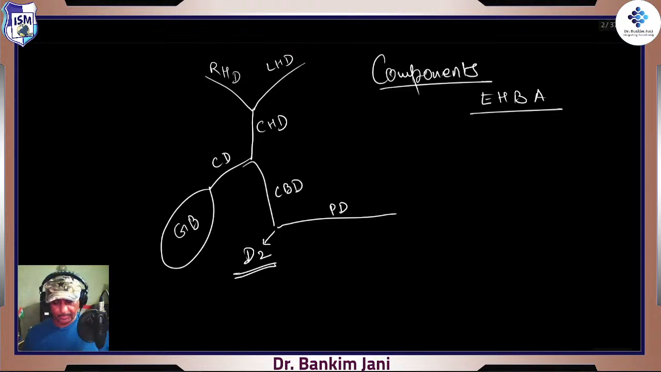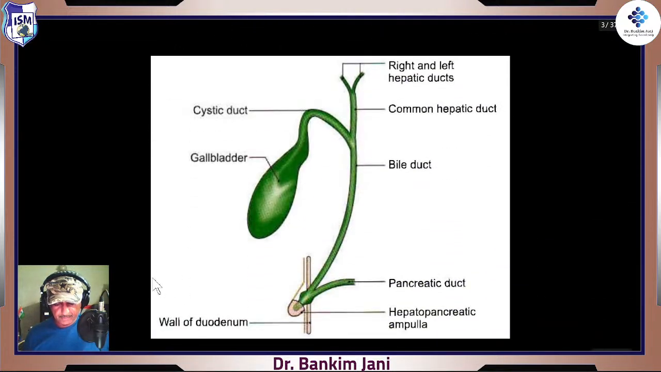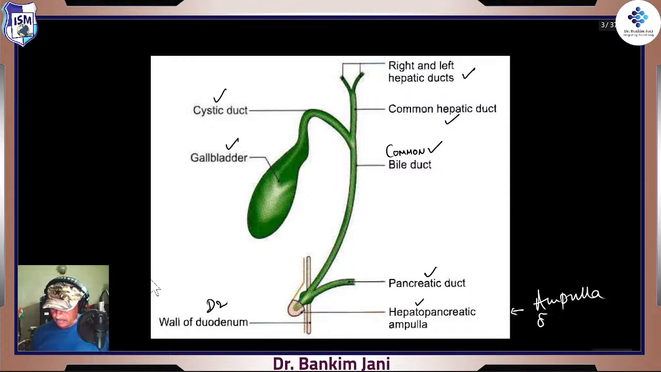Okay, now let's see a few of the figures. They are completely self-explanatory, right? So that's what we saw: right and left hepatic ducts, common hepatic duct, cystic duct, gallbladder, bile duct or the common bile duct, and the pancreatic duct, and that is the hepatopancreatic ampulla, and that is the wall of the duodenum, that is D2, right? Over here, this is also called the ampulla of Vater.